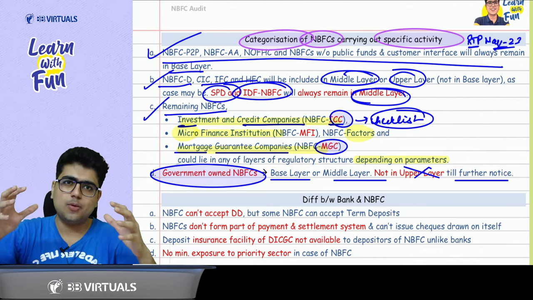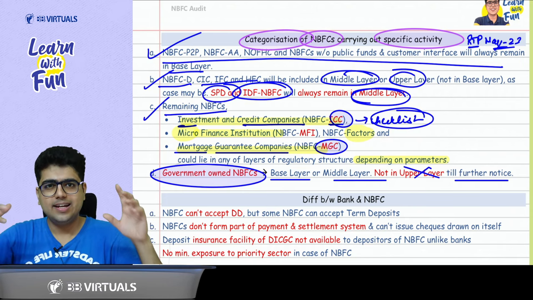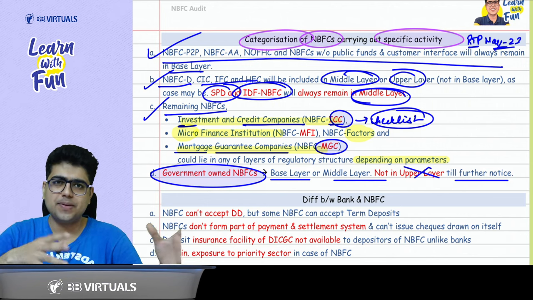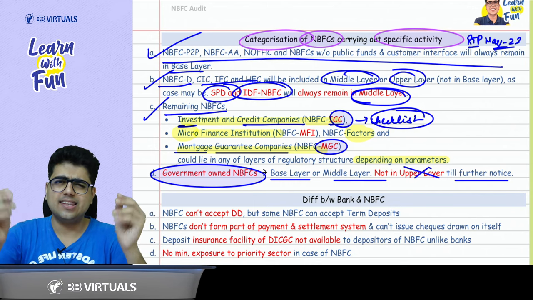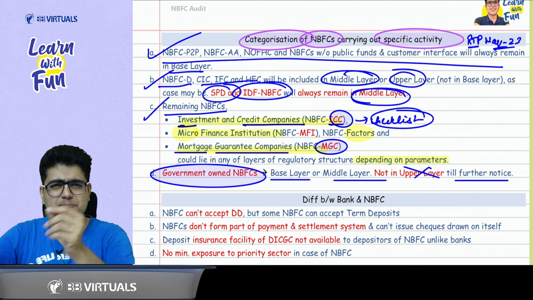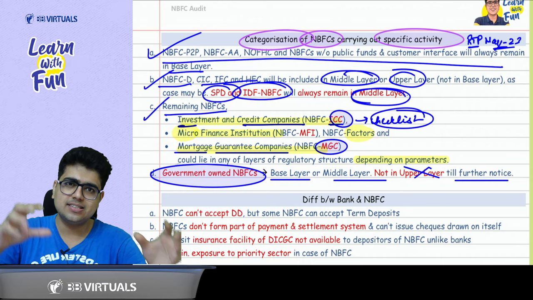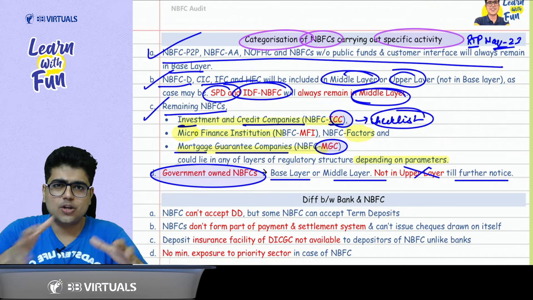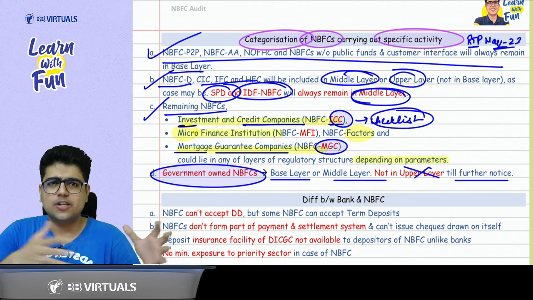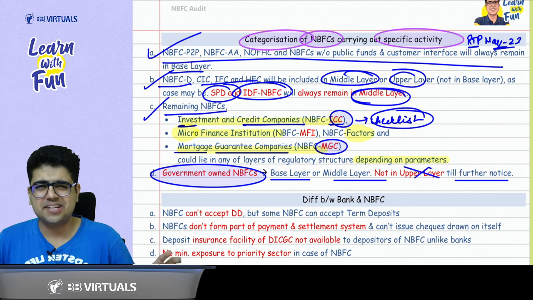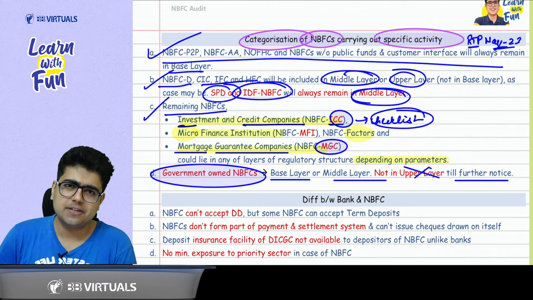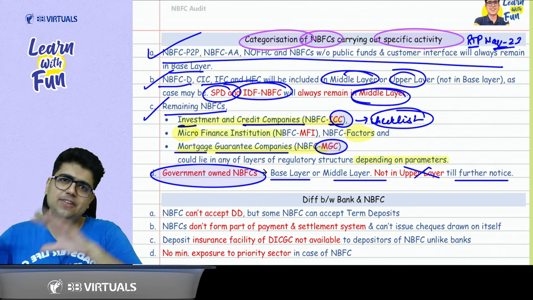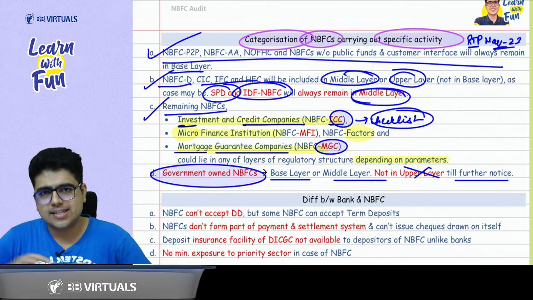Now we talk about the cricket. ICC, infrastructure credit company, MGC, mortgage guarantee companies, and the other one was ad breaks, that is microfinance institution and NBFC factors. They will become a part of any layer depending on the activities, the asset size, and the various parameters. And the last one was government NBFCs. These government owned NBFCs will always stay in the base or the middle layer, but will never move to the upper layer.